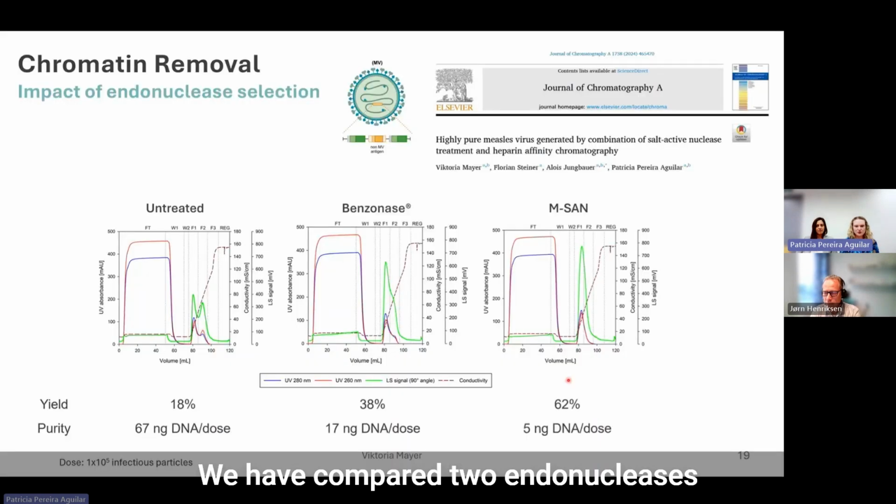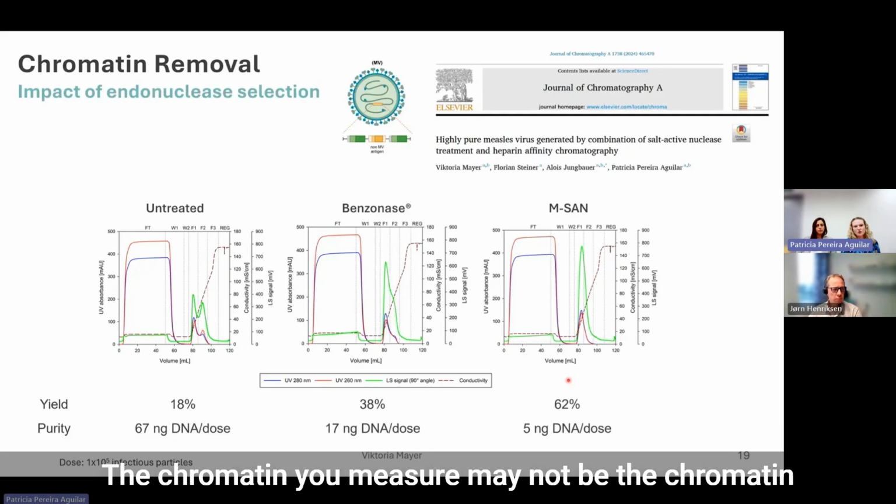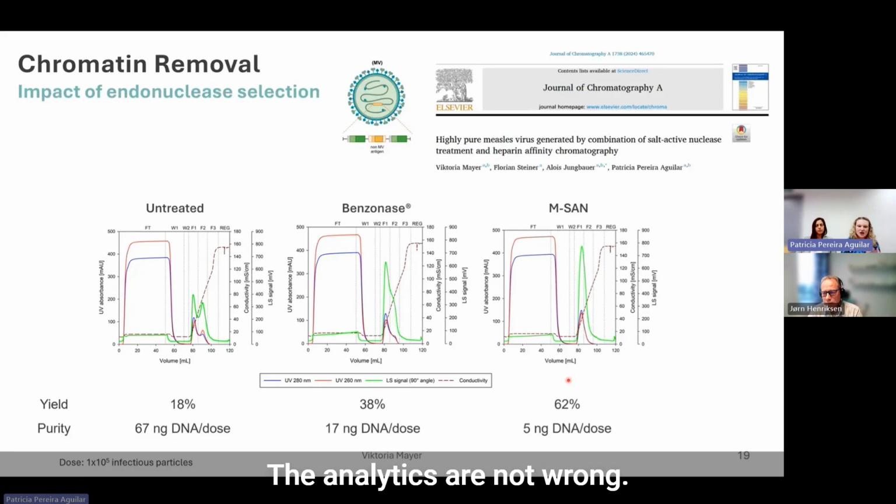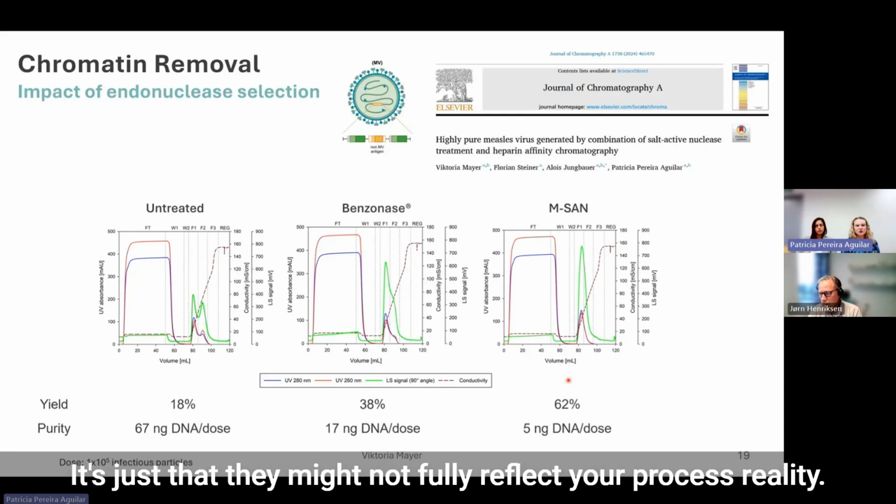We have compared two endonucleases. The yield increased when we're using MSAN. The chromatin you measure may not be the chromatin that you have to face during your downstream process. The analytics are not wrong. It's just that they might not fully reflect your process reality.